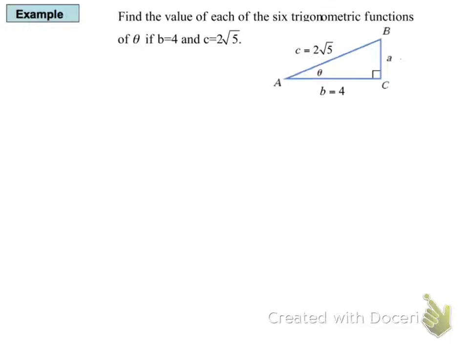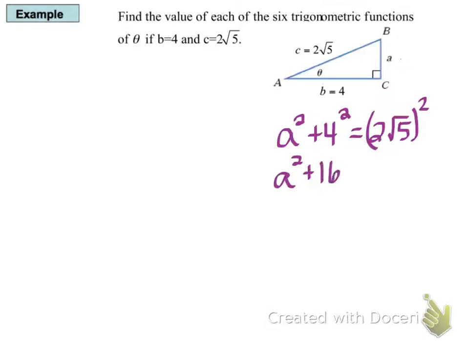So how can we use this to help us? Here's our example. We want to find the values of each of these 6 trig functions if b is 4 and c is 2 root 5 in that given triangle. Now the first thing we're going to have to do is use the Pythagorean theorem to find our missing side. So a squared plus 4 squared equals 2 root 5 squared.